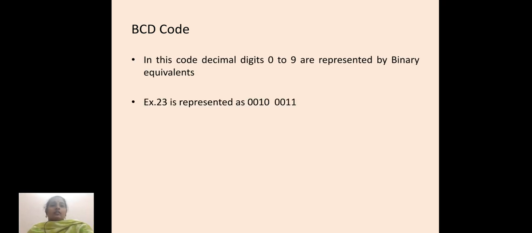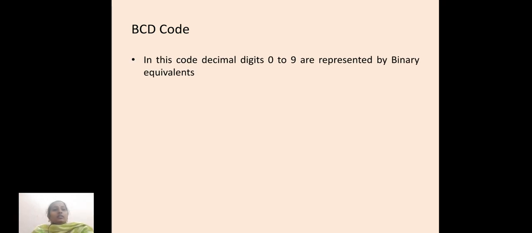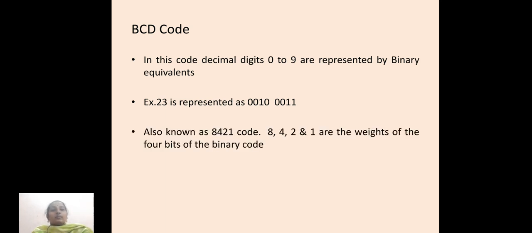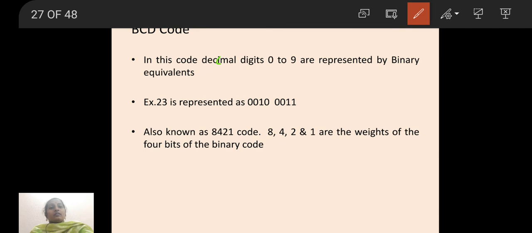Coming to the unweighted codes, the first one is BCD code. In this code, decimal digits 0 to 9 are represented by their binary equivalent. In BCD code, up to 9 it is similar to decimal, but after 9, see here, 23 is represented with 2 written differently and 3 written differently, not 23. In decimal, 2, 3 is called 23. In BCD, 2, 3 is called 2, 3 only, not 23.